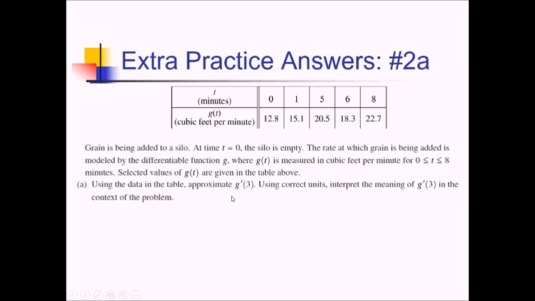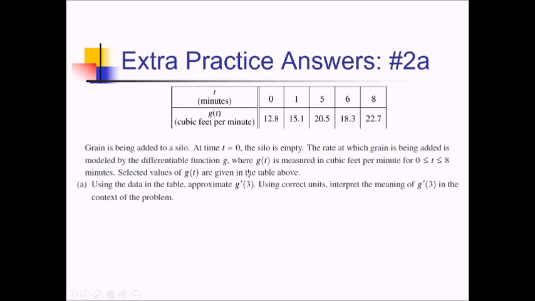Since we can't find the exact value of g prime of 3, which is the instantaneous rate of change for g, we can at least find the average rate of change for g, and we're going to do this over an interval that has 3 on it. That will give us an approximation for g prime of 3. So the interval 1 to 5 would work out pretty well. That has 3 contained in it.